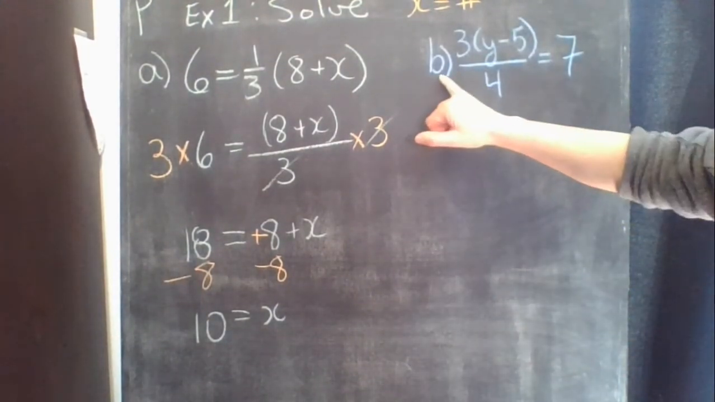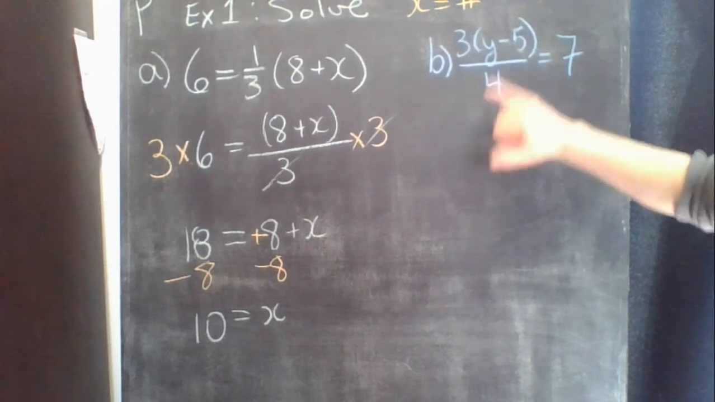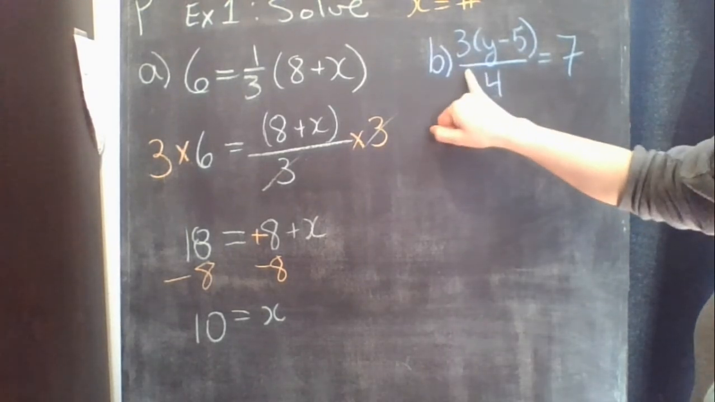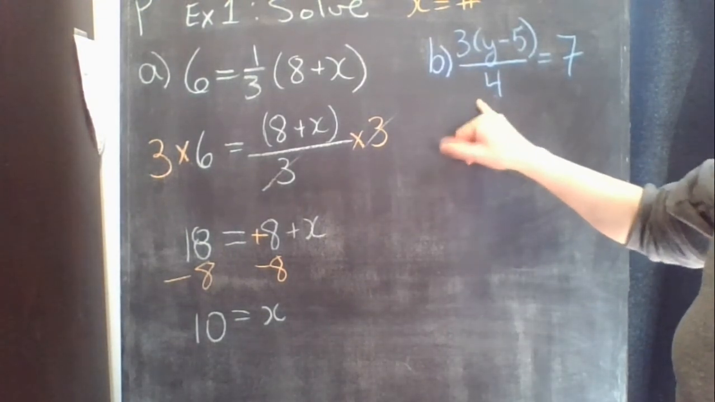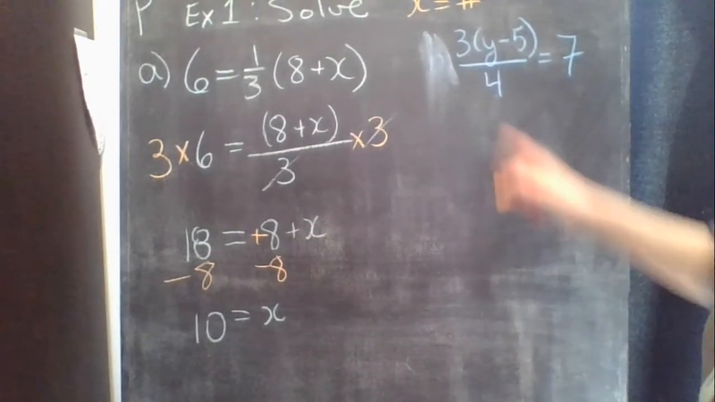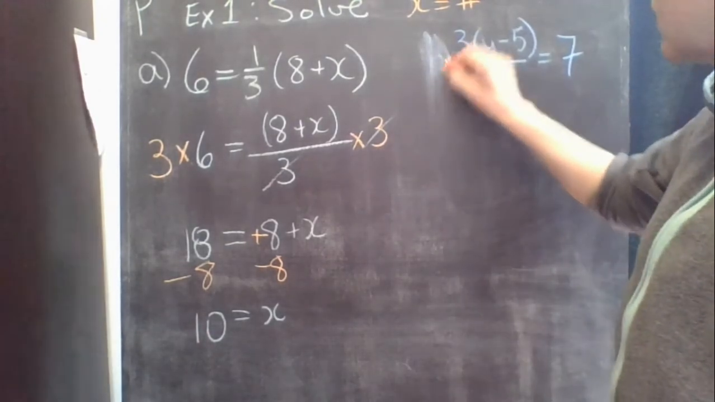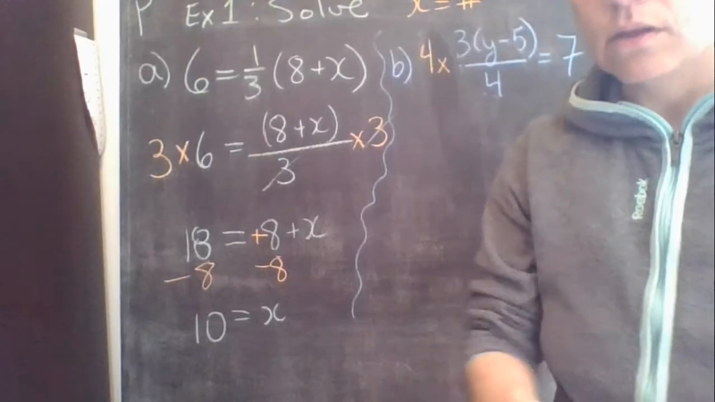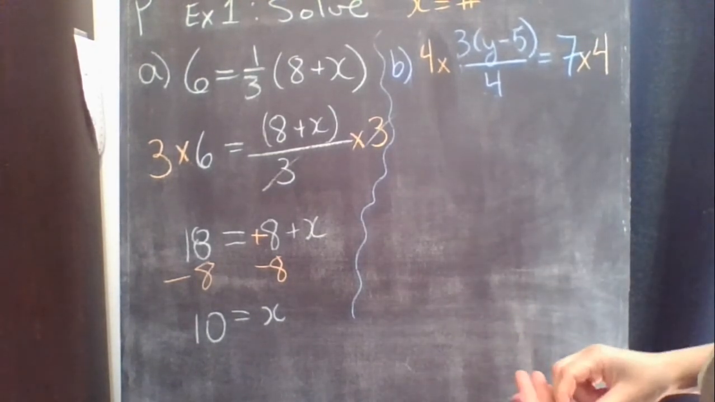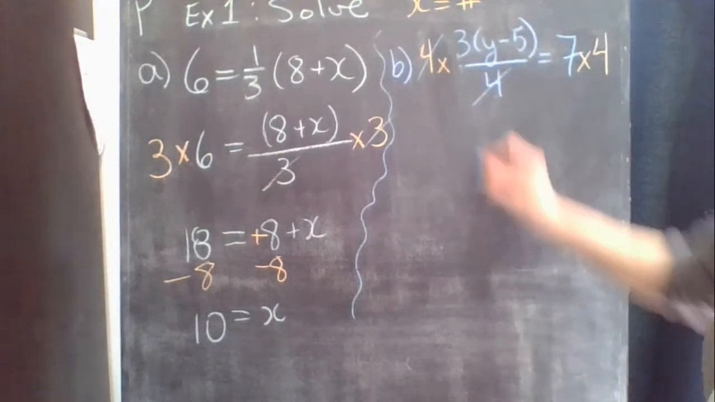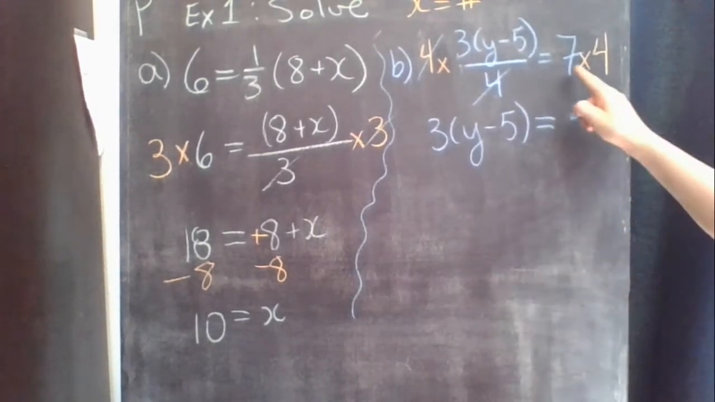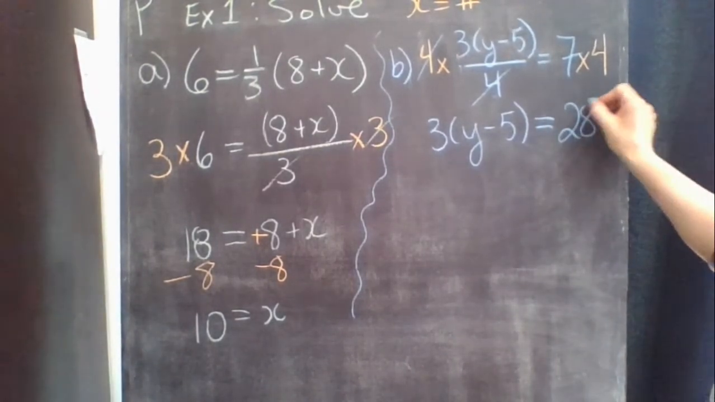Okay, let's try B. Here I've got 3 times (y minus 5), all divided by 4, equals 7. Because everything's all divided by 4, let's move that first. Instead of dividing by 4, my opposite would be to multiply by 4. So let's multiply both sides by 4. By doing that, these are now gone. So I'm left with 3(y minus 5) on this side equals 7 times 4, which gives me 28.